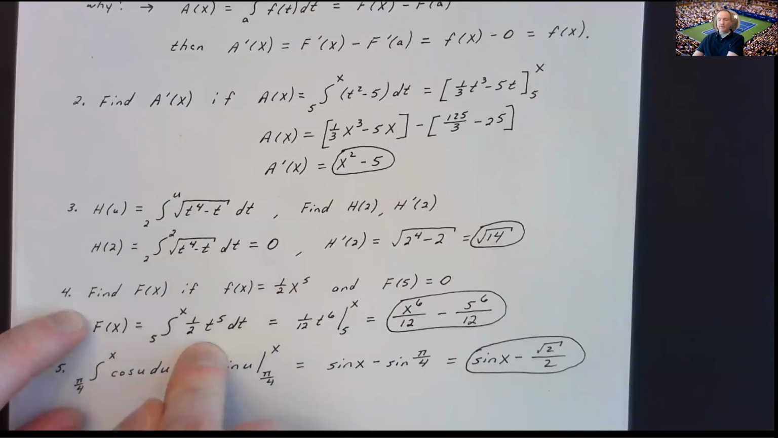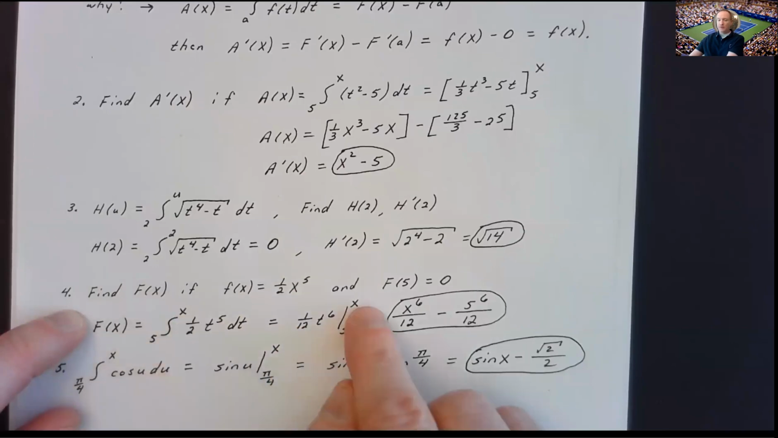So I'll just say, well, this function on the inside is going to be 1/2 t to the 5th with respect to t. My power rule says that this is going to go to 1/2 t to the 6th over 6, which gives me 1/12 t to the 6th. Now I need to integrate that from 5 to x. And then notice what happens when you do that. When you integrate that from 5 to x, the x now takes the place of the t, and you'd get your 1/12 x to the 6th, or x to the 6th over 12.